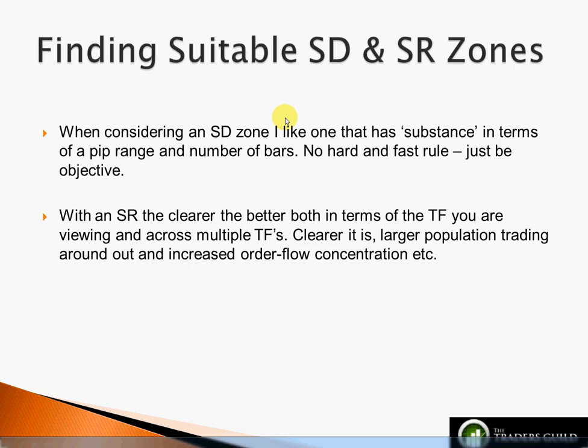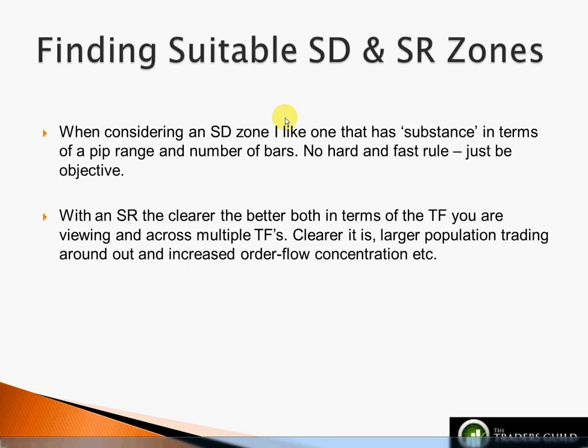So when we consider a supply-demand zone, we want one that has substance. It has to have some meat to it. It has to have a decent pip range in terms of width, and it has to have a good number of bars. I don't like sudden reversals on one bar. A one-bar reversal on a one hour time frame might be a nice zone on 5 minutes, that's a different story. But as a matter of course, I'm always looking at setups around the H1 and H4 timeframes myself, and I'm looking for ones that stand out as ones that I think, yeah, that's going to act as a brick wall to price. Price is going to reverse there.